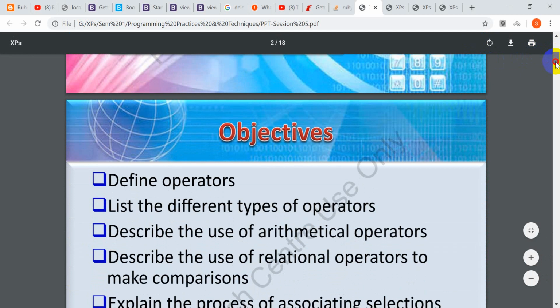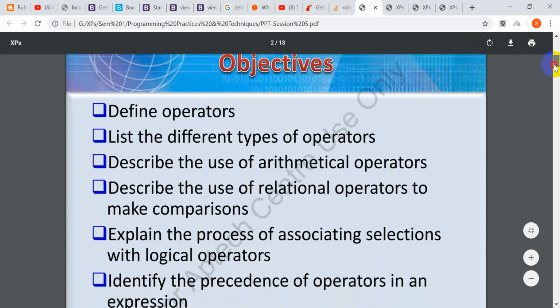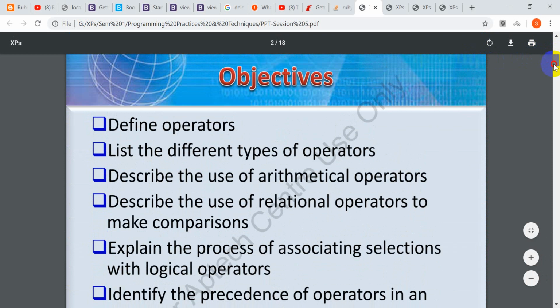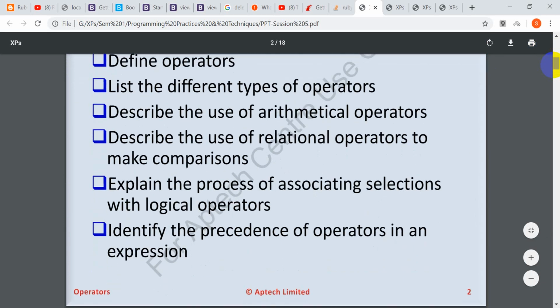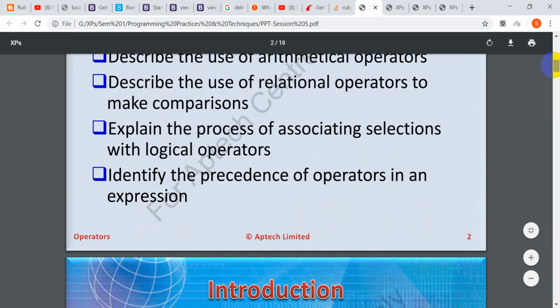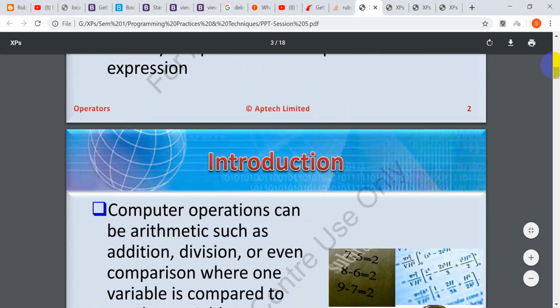So these are the objectives of this session: define operators, list the different types of operators, describe the use of arithmetical operators, describe the use of relational operators to make comparisons, explain the process of associating selections with logical operators, and identify the precedence of operators in an expression.